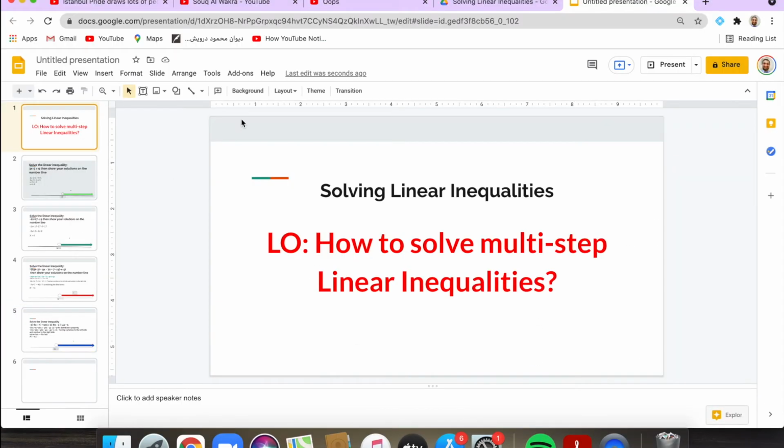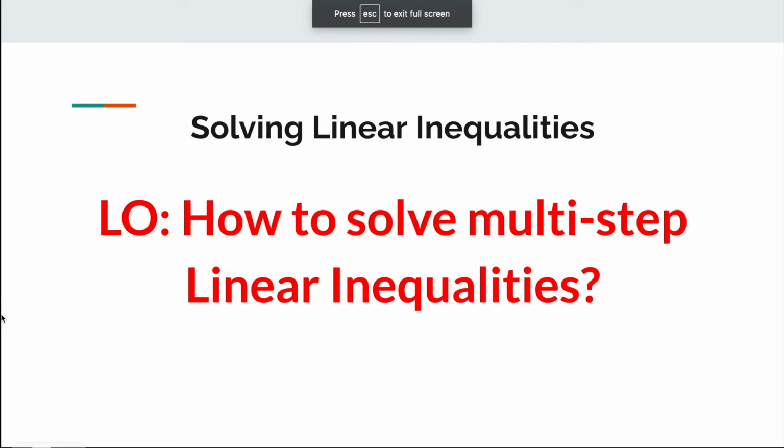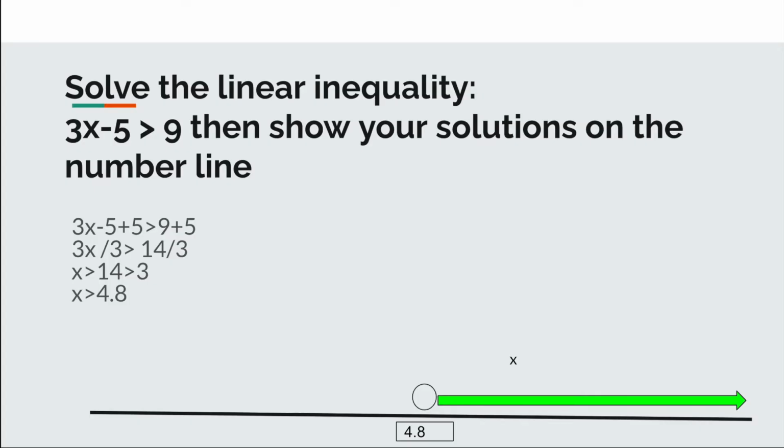Again, a quick revision. Our learning objective of today was how to solve multi-step linear inequalities. We call this multi-step because you have more than one step. Then I gave you a simple question, 3x minus 5 greater than 9, so you moved negative 5 to the other side, it became positive. Then 9 plus 5 is 14, then you divided both sides by 3, so you got x greater than 4.8. So here I drew an empty circle, because x is greater, not greater than or equal. Since x is greater, I drew a line to the right side.